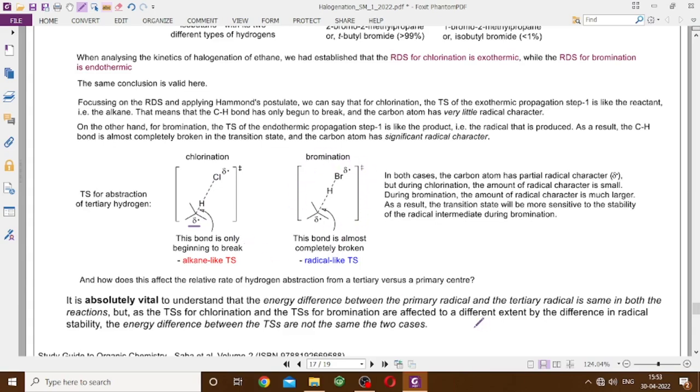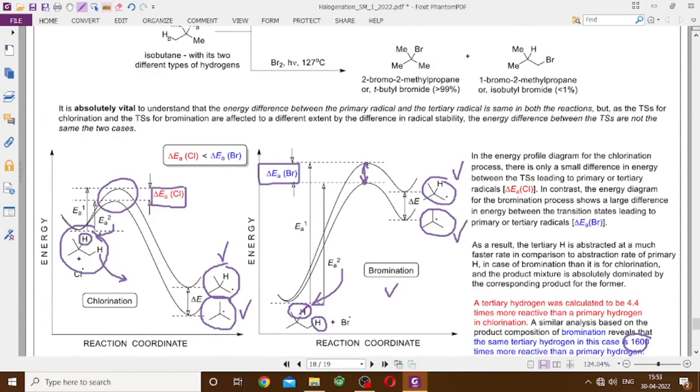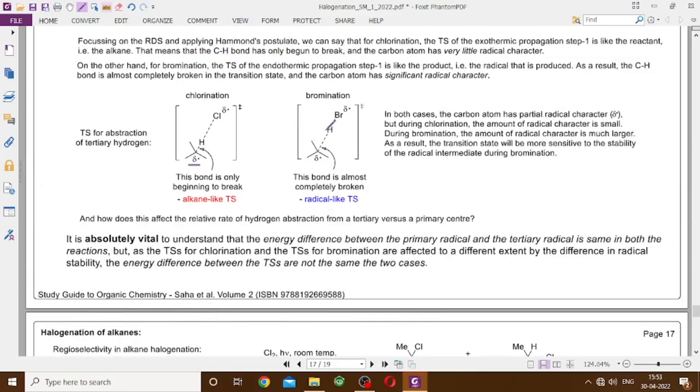Compare that situation with bromination. In bromination it is a late transition state, almost a radical has formed, so hydrogen has already gone far away from the carbon to which it was attached and is very close to bromine now, and therefore this CH distance is way higher compared to this CH distance. This HX distance is way higher compared to this HX distance, and moreover this del plus is way greater than that del plus. That means there is much more radical character here, so the energy difference between the potential tertiary radical and the potential primary radical will be much greater for bromination compared to chlorination. In other words, when bromine comes, it will selectively pick up the tertiary hydrogen.